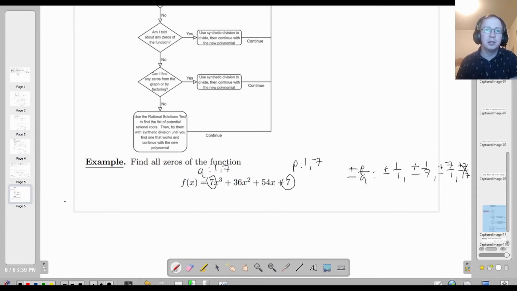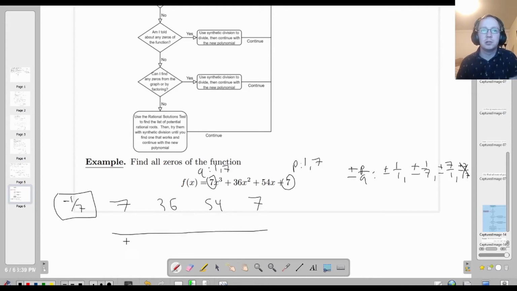Let's try the first one that does actually work, just to make sure we know how to do it. So I'm just spoiling it for you. -1/7 is the first one that works. So add down, multiply diagonal. Add down, multiply diagonal. Add down, multiply diagonal.